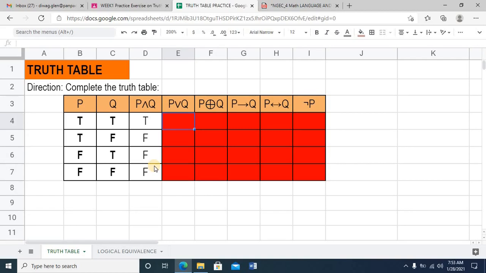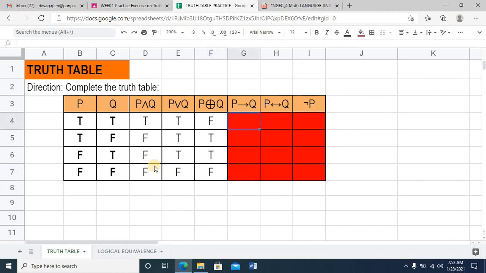Next, disjunction or. The condition for this compound proposition to be true is that at least one of P or Q is true. So this is true, true, true, and false. Exclusive or. It's very exclusive. The condition for this to be true is that there should only be one true. So this is true and this is true. The rest would be false. Implication, if then statement. The only condition for this compound proposition to become false is when P is true and when Q is false. So this is false, the rest would be true.